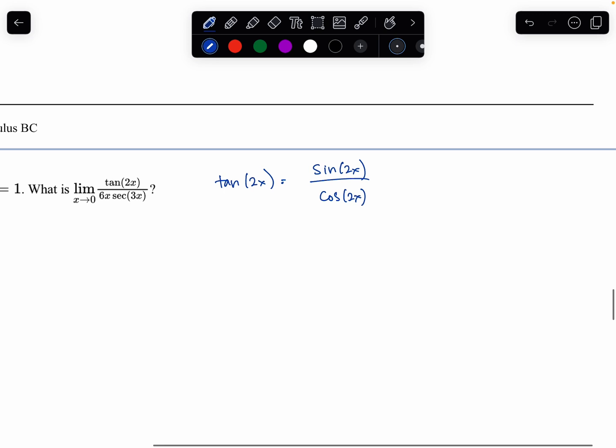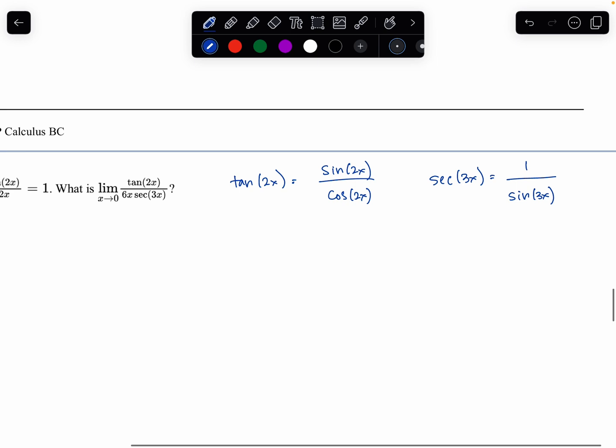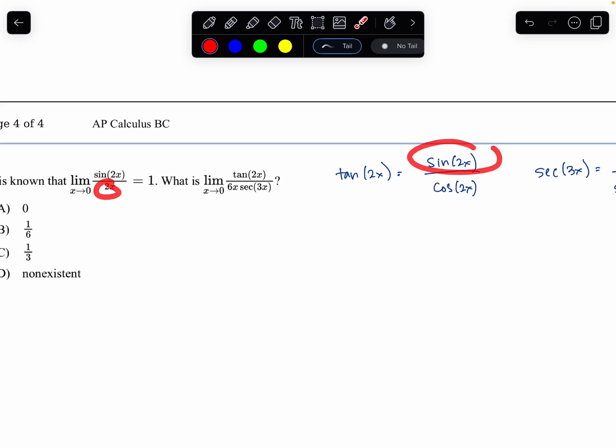Okay, and secant of 3x is equal to 1 over sine of 3x. So we're going to probably want to use these. And so let's go ahead and see if I can do that and simplify. And look right there, I do have a sine of 2x on the numerator. So somehow I want a 2x to be underneath that.